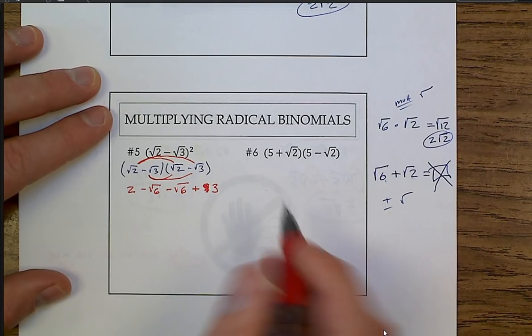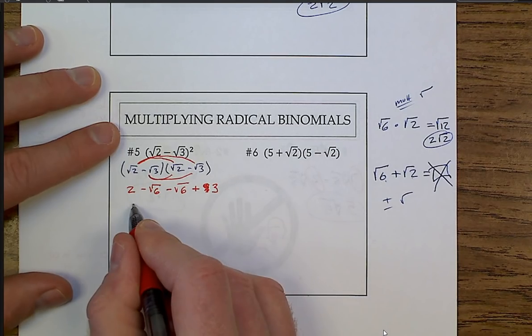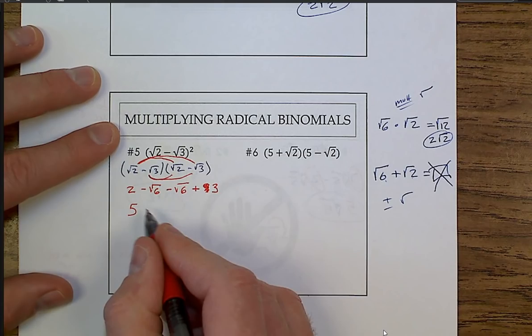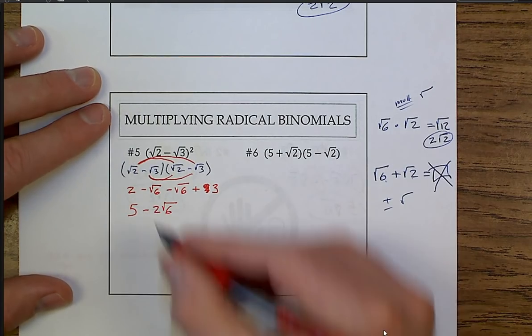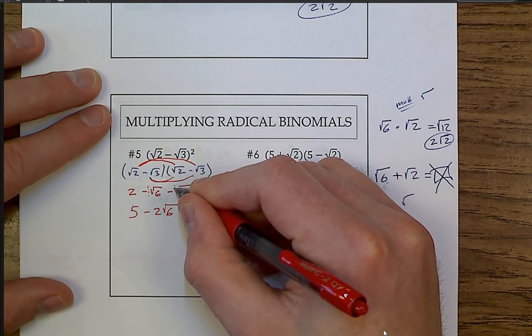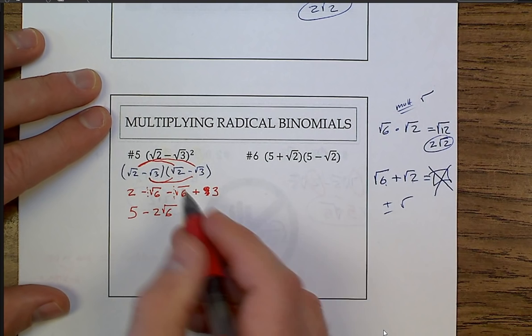And so you put your like terms together. 2 and positive 3 would make 5. Radical 6 and radical 6 would make 2 radical 6. Right? There's really like a 1. You can think of it as like a 1 in front of here. So you have negative 1 and negative 1 make negative 2 radical 6 answer.